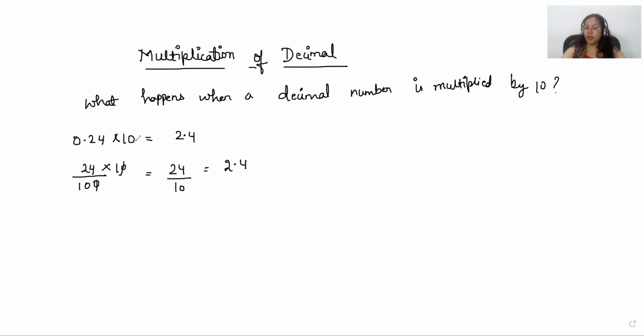If there is a multiply by 10, let's take an example again. 0.13 multiply 10. Now you can directly say that it becomes 1.3. Suppose another example, 3.15 multiply 10. So it becomes 31.5.